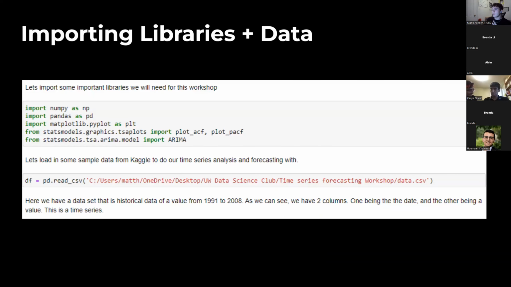So I wanted to point this out: like I said, we will be showing off some code chunks from a Jupyter notebook. Here's just me importing some libraries that will be necessary for some of the coding in this workshop, as well as some models from statsmodels. We also loaded in some sample data from Kaggle, just some very basic sales data. It's a historical data set from 1991 to 2008. All you have is a date in one column, and in the other column is just the value.